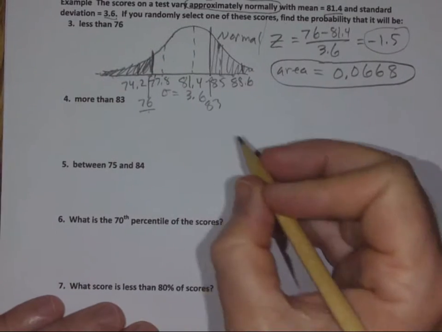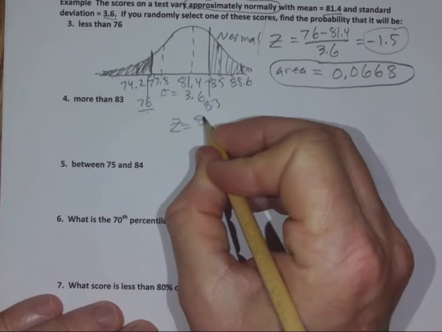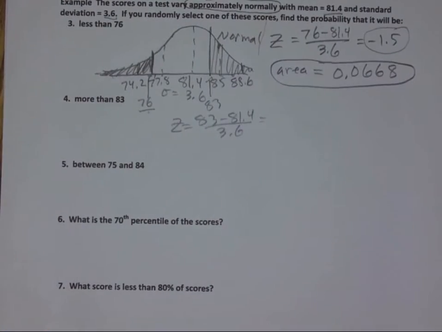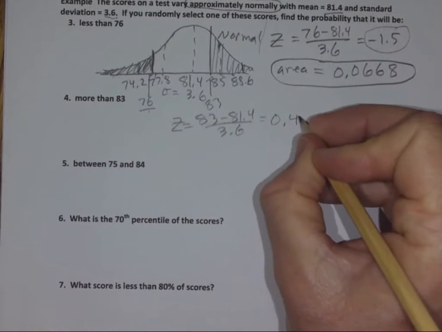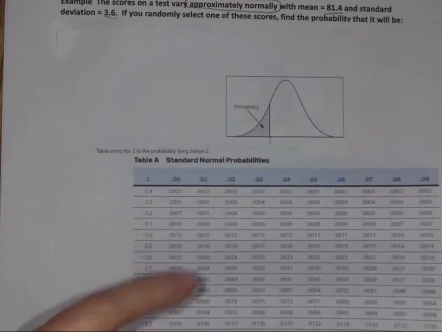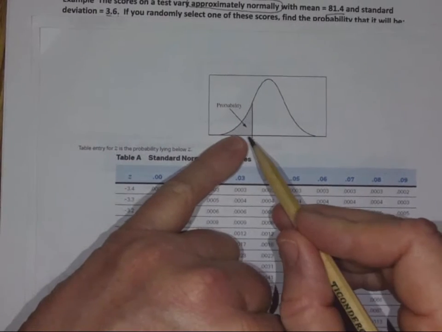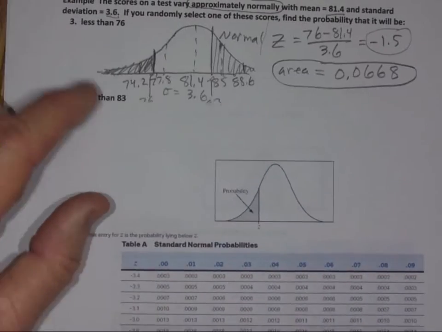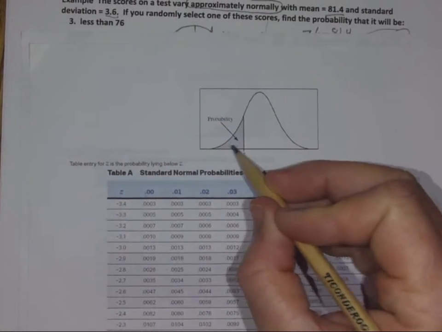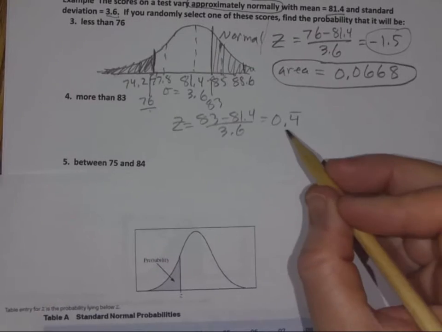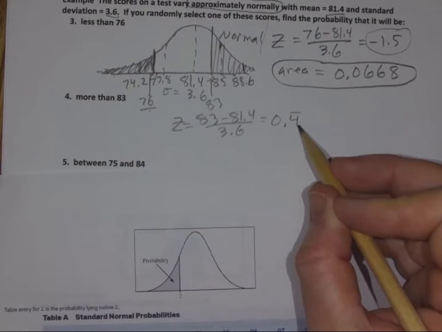So what we could do is find the z-score. The z-score is 83 minus 81.4 over 3.6, and that is going to equal 0.4 repeating. Let's find this area that's greater than. Realize that on this table, it always finds the area that's below it. So when we have an area that's greater than, we find the area that's below it and subtract it from 1, because this is a density curve and the area under it is 1. So we're looking for a z-score of positive 0.44.